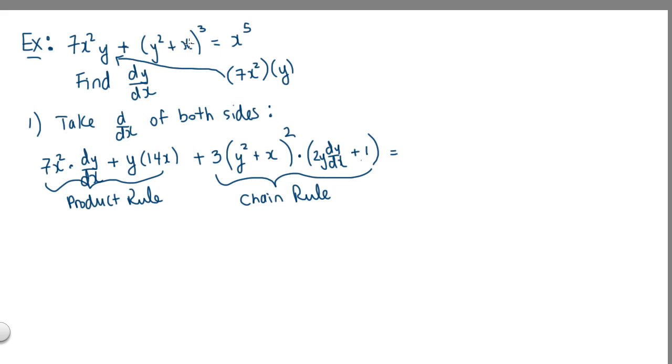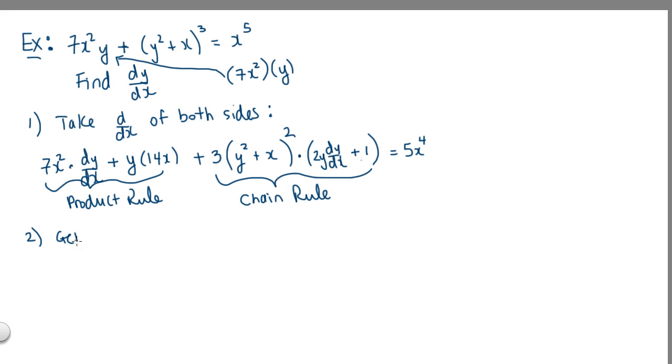Okay, and then as we keep reading across our equation, derivative of x to the fifth is 5x to the fourth. So that is our first step completed. We've got all our derivatives done here. Step 2.